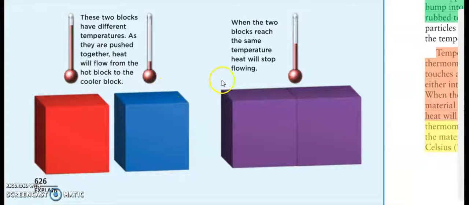Okay guys, these two blocks here have different temperatures. As they are pushed together, heat will flow from the hot block to the cooler block. So when the two blocks reach the same temperature, heat will stop flowing.